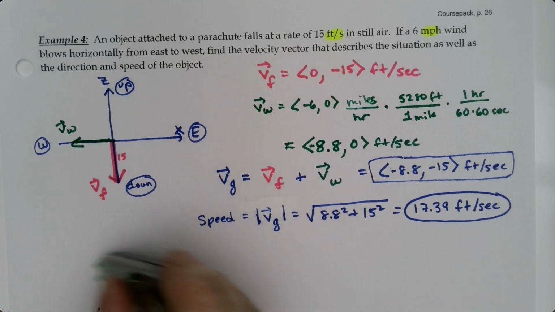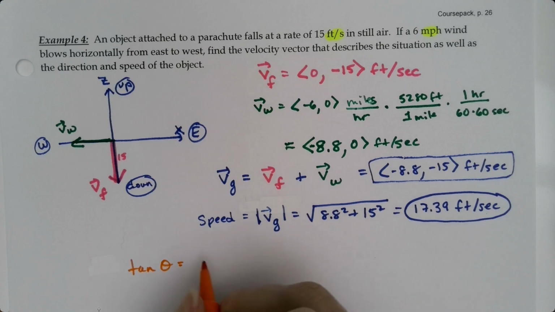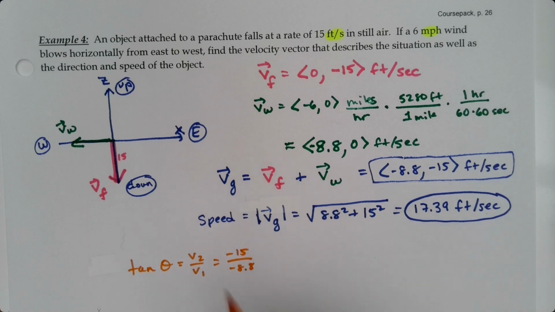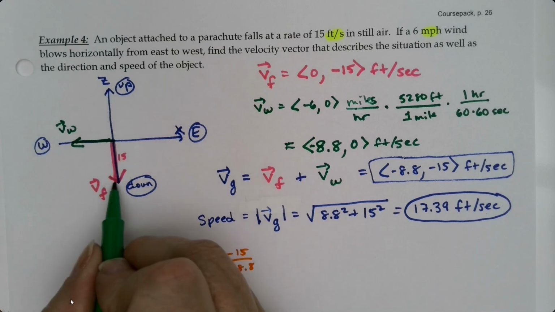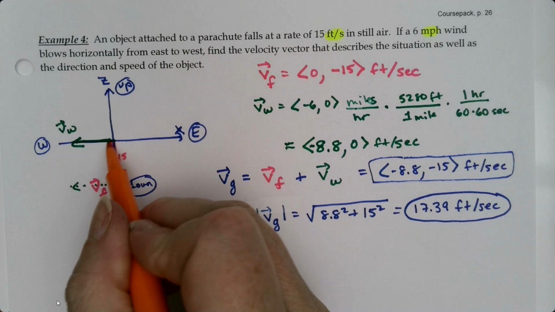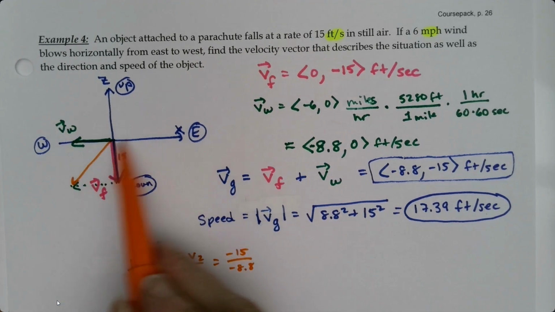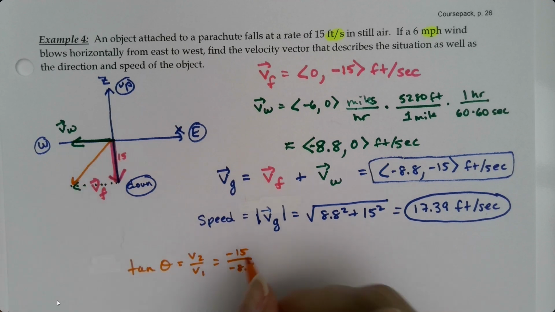The tangent of theta is v2 divided by v1, which would be negative 15 over negative 8.8. Right? And we can see that if we push these two together, if you imagine the wind going this way, you can see, hopefully, that you're going to end up down here, right? Negative 8.8, negative 15. So you're going to end up in that direction. So we can see we're in quadrant 3.